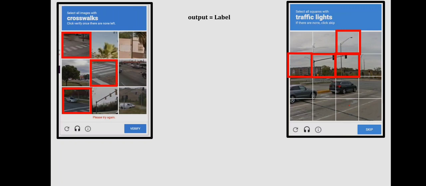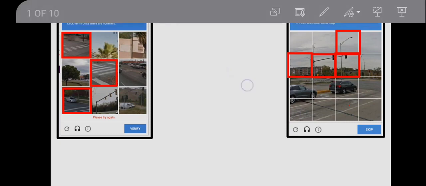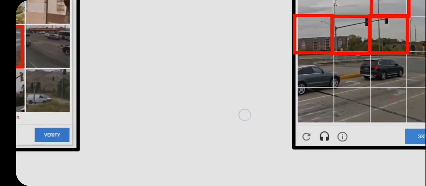So both belong to the outputs, or what we can call labels. So when I asked you to find out the crosswalks and traffic lights, you used your past experience to find them. That is what is called outputs or targets in machine learning.